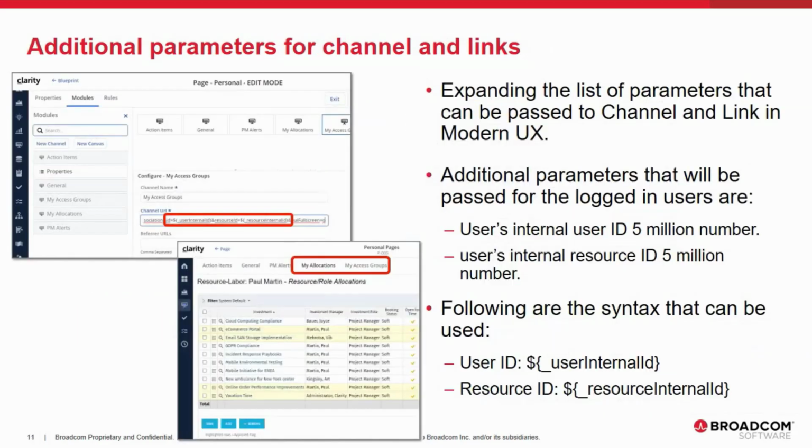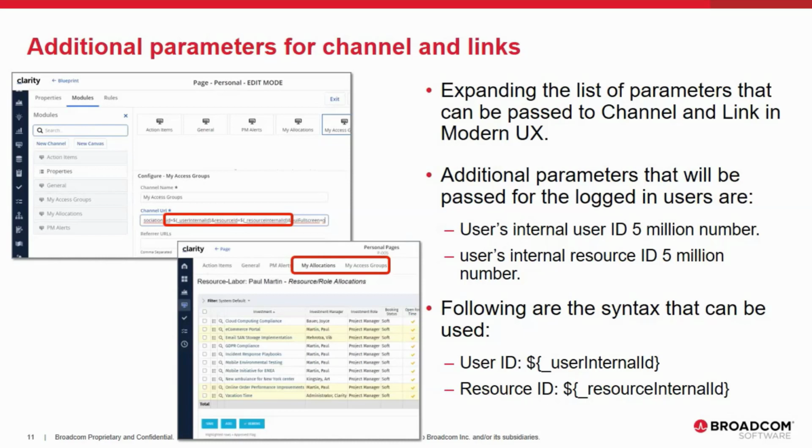When defining channels or links in modern UX, many times the customer will try to define those channels to a portlet or a portlet page in classic UI. And in order to have the data for these portlet pages trimmed down to the specific user, they would try to pass the user's either user ID or resource ID. However, we never allowed that as a parameter, so the end users would have to hard code those numbers.